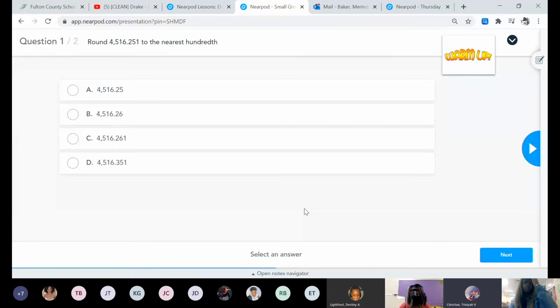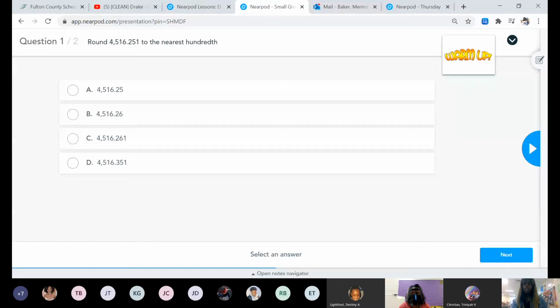516 and two 251 to the nearest hundred. Okay, good. So, yes, make sure you only say "and" when you get to that decimal. So yes, 4,516 and 251 thousandths. And we are rounding to the nearest hundredths place.